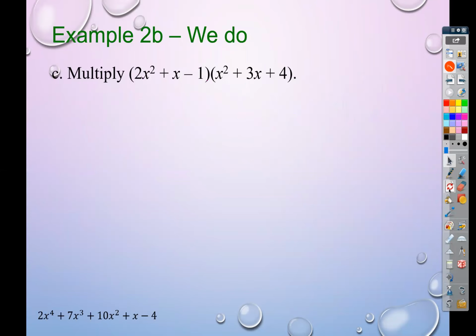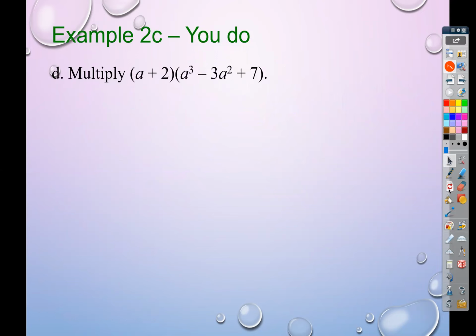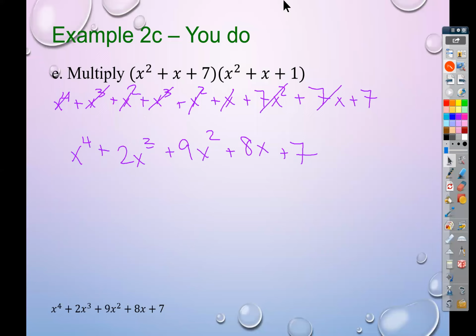So distribute, get like terms together, and combine. Okay, so you try one. Go ahead and pause it. And you should have gotten that as your answer, a to the 4th minus a cubed minus 6a squared plus 7a plus 14. And try this one. And that should be your final answer.